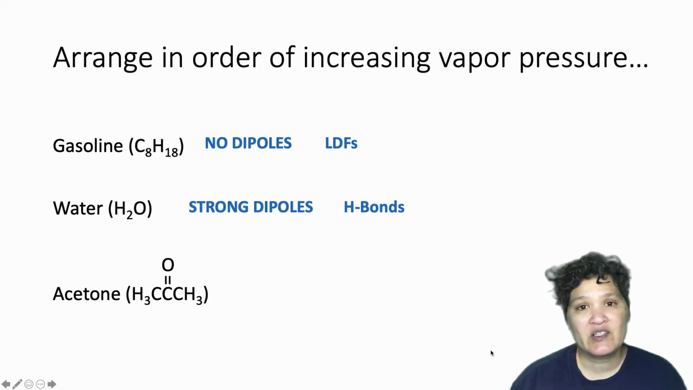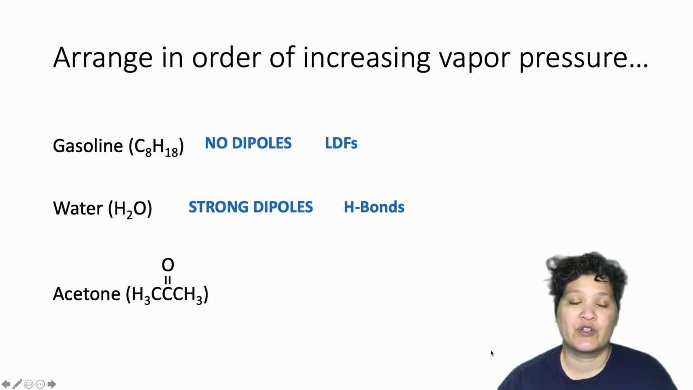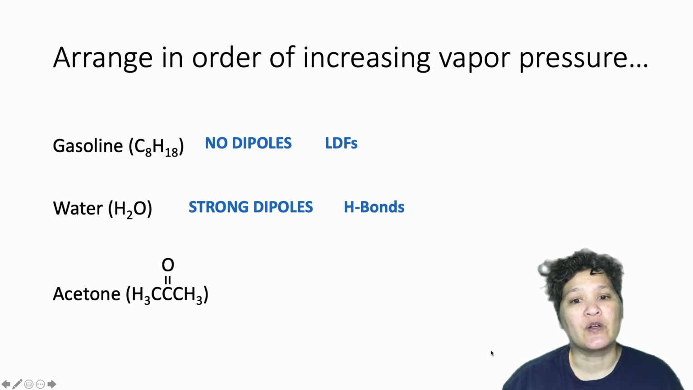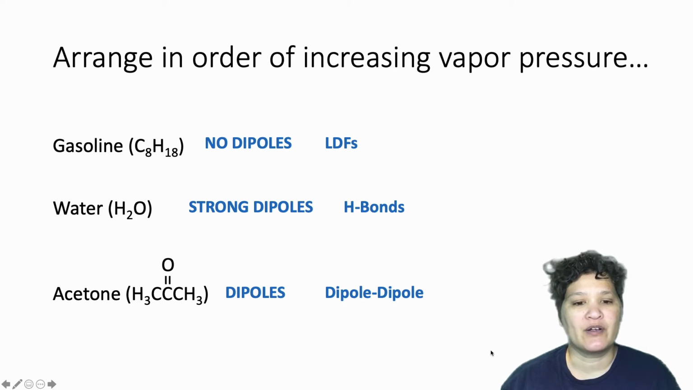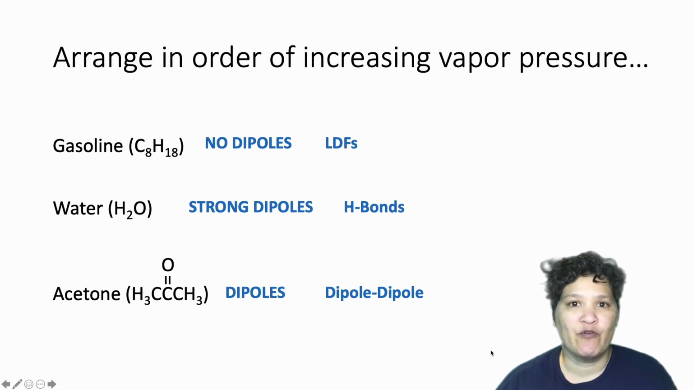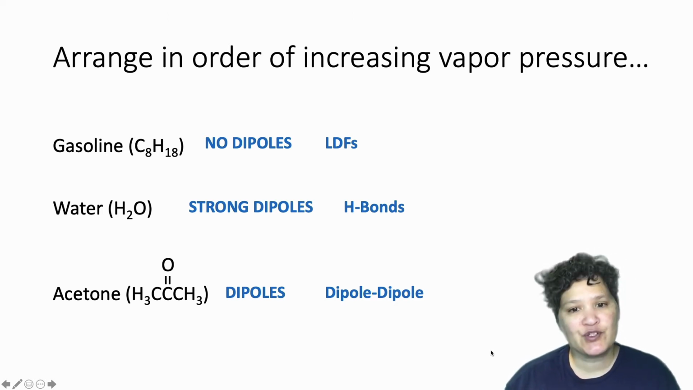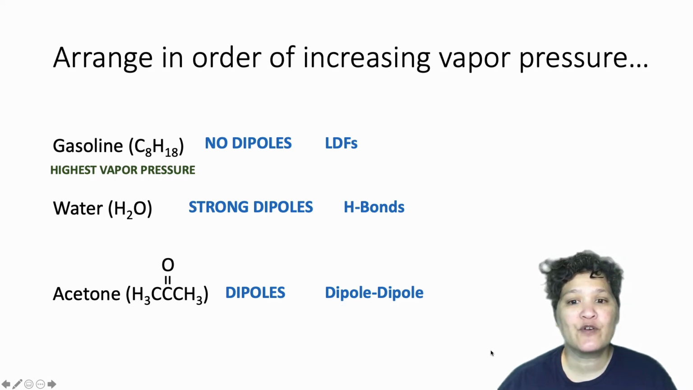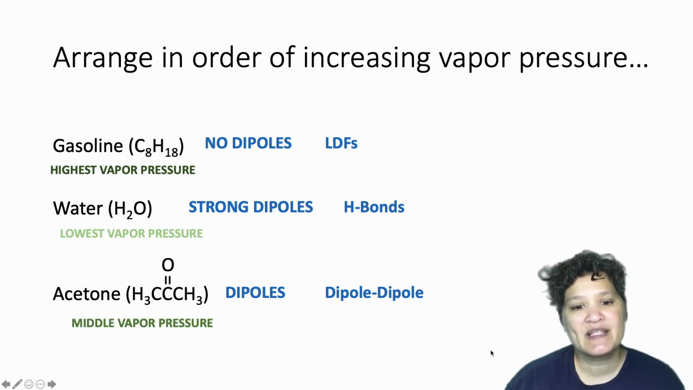Now let's look at acetone. As you can see, acetone is going to have carbon-carbon and carbon-hydrogen bonds, which are not going to be polar, but it does have that one carbon-oxygen double bond that will be polar, so we will find acetone to be polar. But they're not strong dipoles like what they have in water. What we have are dipole-dipole forces. So what does that tell us about vapor pressure? Well, gasoline only has London dispersion forces, the weakest intermolecular forces, so that will have the highest vapor pressure. Water has the strongest intermolecular forces, so it will have the lowest vapor pressure. And that means acetone will be somewhere in the middle.